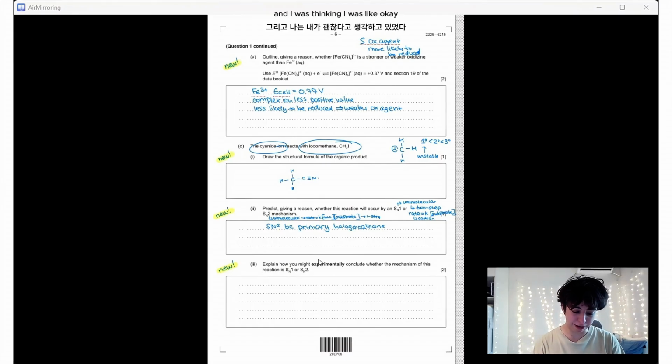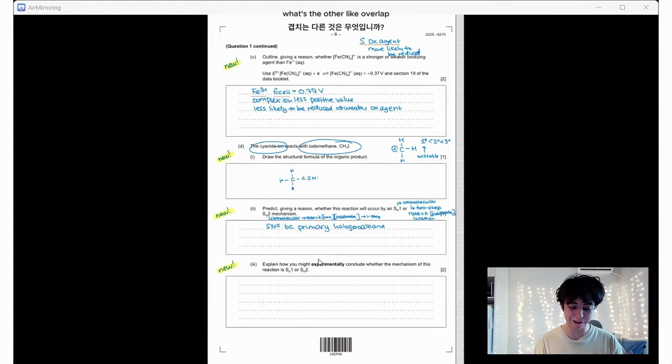And I was thinking, okay, what is the difference between SN1 and SN2? Maybe it's that SN2, if it's a chiral carbon, is going to give the opposite configuration. So, is this chiral? No, it's not. So it's not that, right?